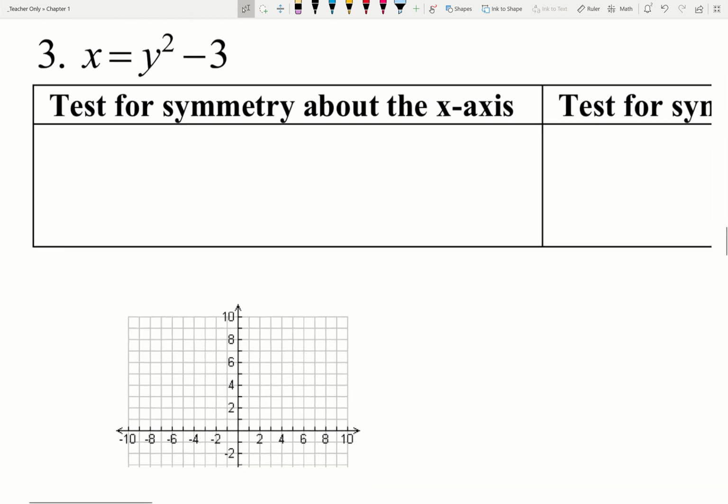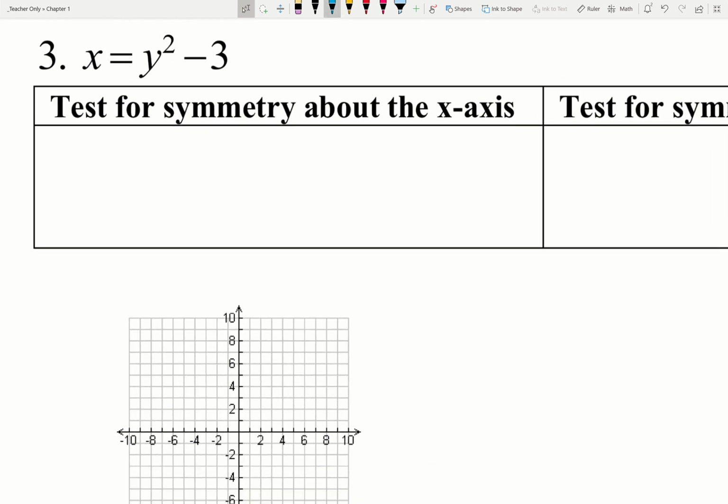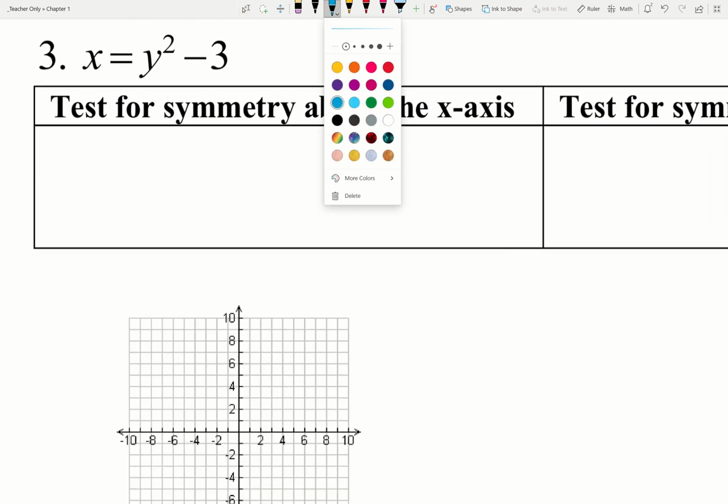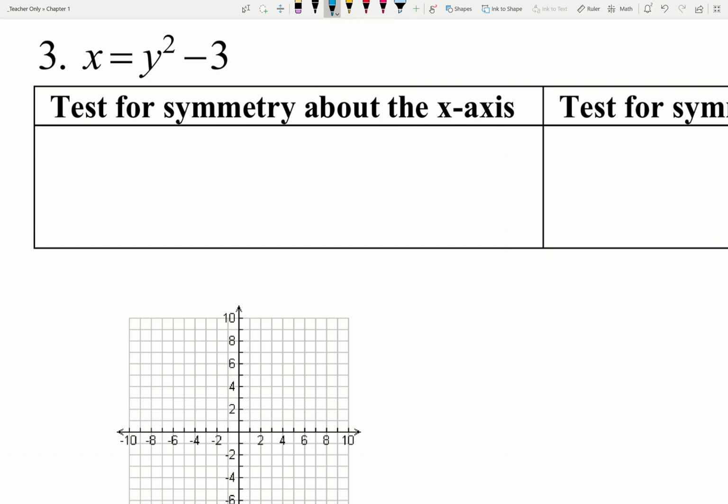So we have this equation, x is equal to y squared minus 3. What we want to do is first test for x-axis symmetry. And so what that's going to mean is I'm going to take all the y's that I see, and I'm going to replace them with negative y in parentheses, and then simplify. Okay, so my original equation, nothing else is going to change except that y is going to change to a negative y. And I'm going to write out all my other operations in my equation here.